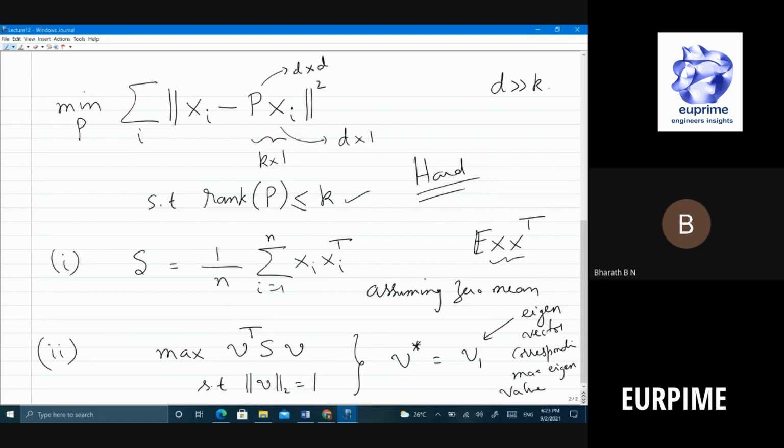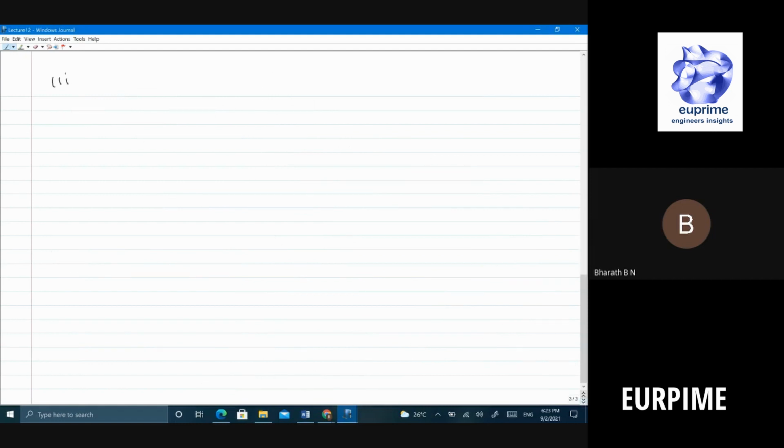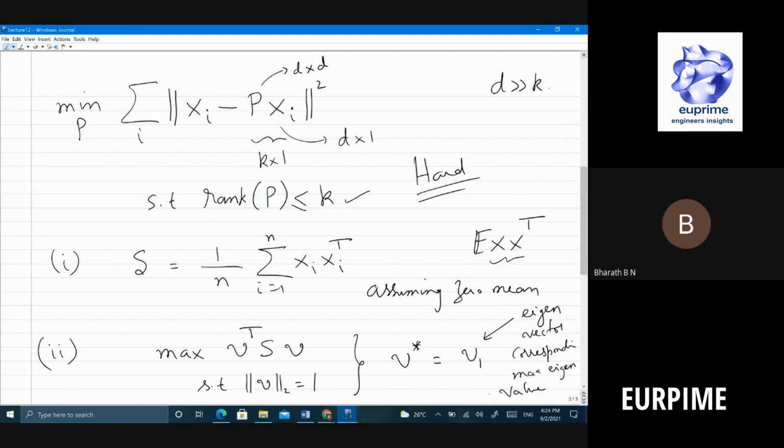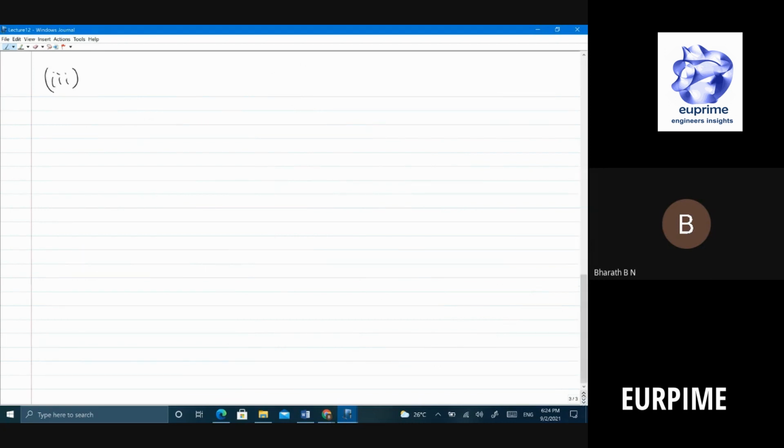Okay, now what is the next step? You have V1 corresponding to the max eigenvalue. Let's say you want a rank 1 approximation of your S: lambda max times V1 is a rank 1 approximation of S. What is the rank 2 approximation of S? I have to consider both. So what problem am I going to look at? Again, the same thing, V transpose SV. I want to maximize over all V subject to, of course, V being unit norm.